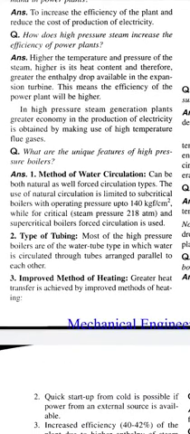Type of tubing. Most of the high pressure boilers are of the water tube type, in which water is circulated through tubes arranged parallel to each other. Improved method of heating: greater heat transfer is achieved by improving the method of heating.